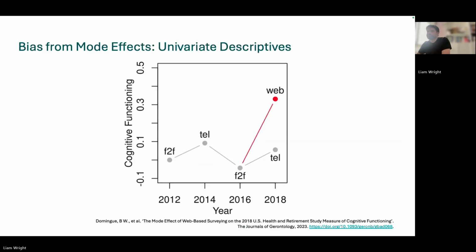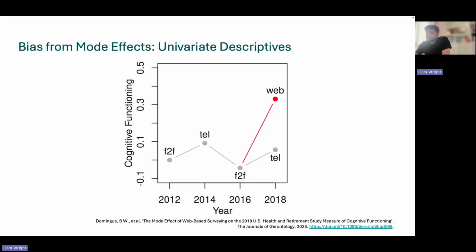So why is that a problem? Well, systematic differences between how people respond in different modes can lead to bias in analyses. Most obviously, this can occur for univariate descriptives. So on screen, I have a plot from Ben Domingue and colleagues, an analysis that they did of mixed mode elements within the US Health and Retirement Study, which is a longitudinal study of aging.